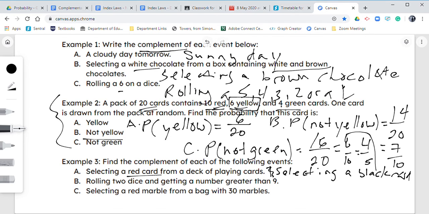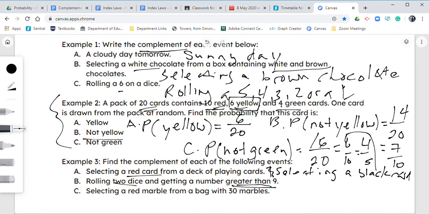B, rolling 2 dice and getting a number greater than 9. If we were to say greater than 9, think of it this way. If we have 9, it's any number that is greater than 9. So what we want to do is think of all the numbers that are not greater than 9. What are the numbers that are not greater than 9?